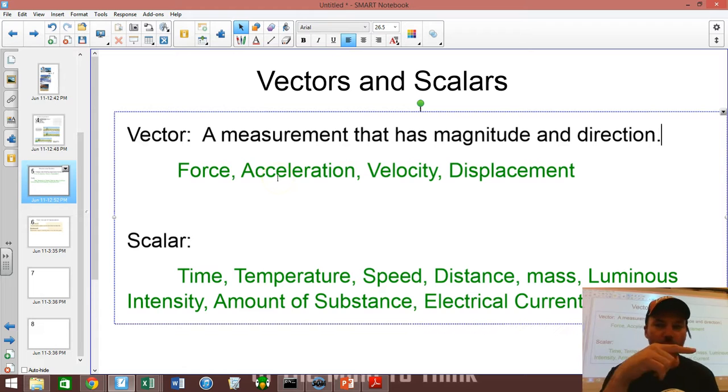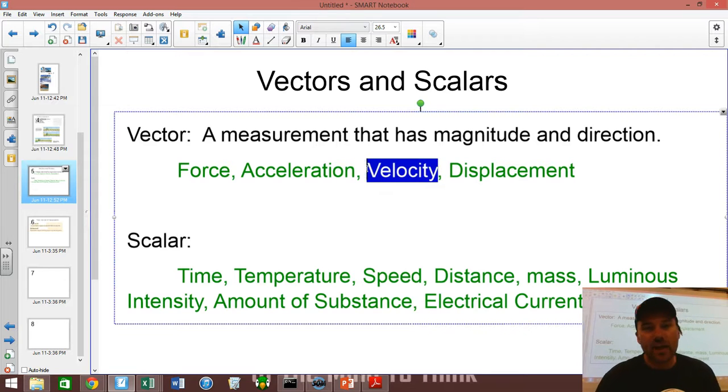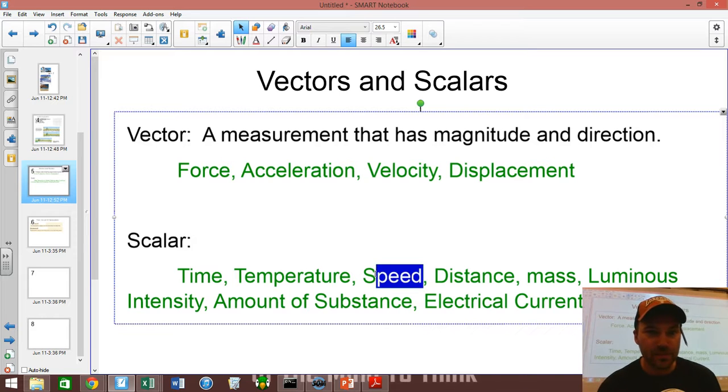Acceleration. Are you accelerating forward? Are you accelerating backwards? Are you accelerating in different directions? Your velocity: 55 miles an hour north. My speed: 55 miles an hour.